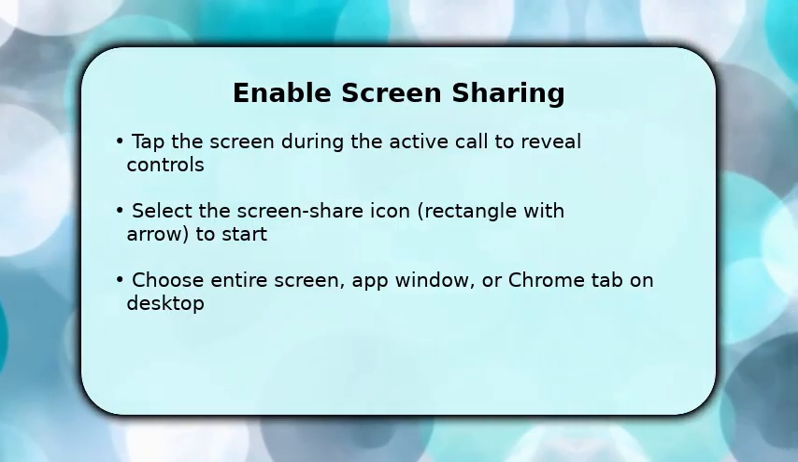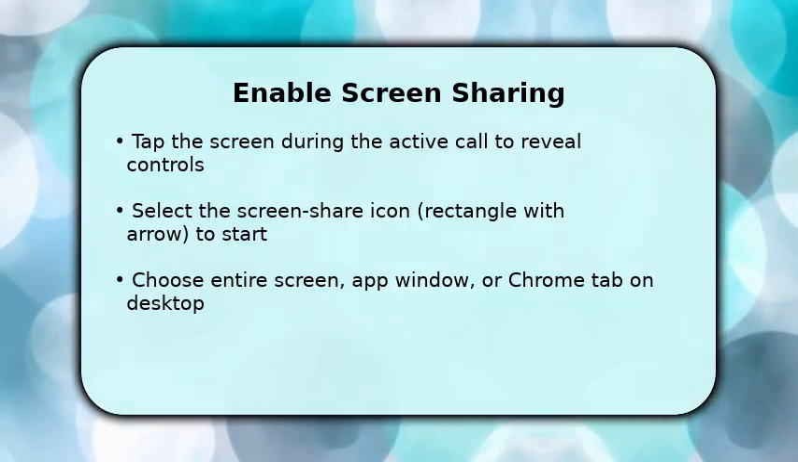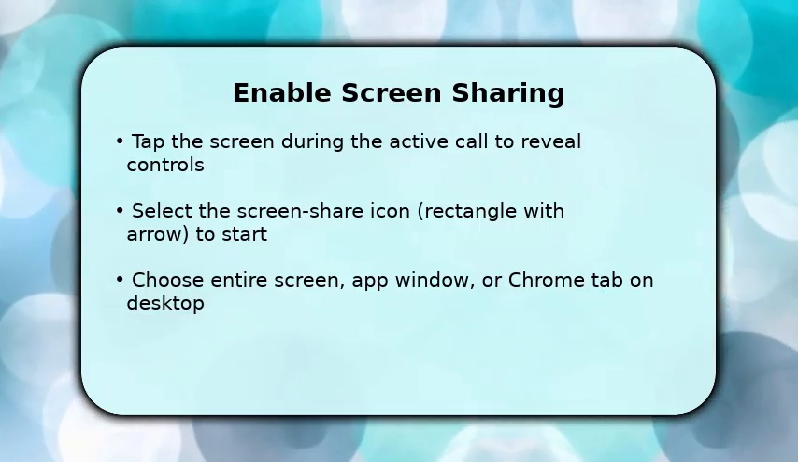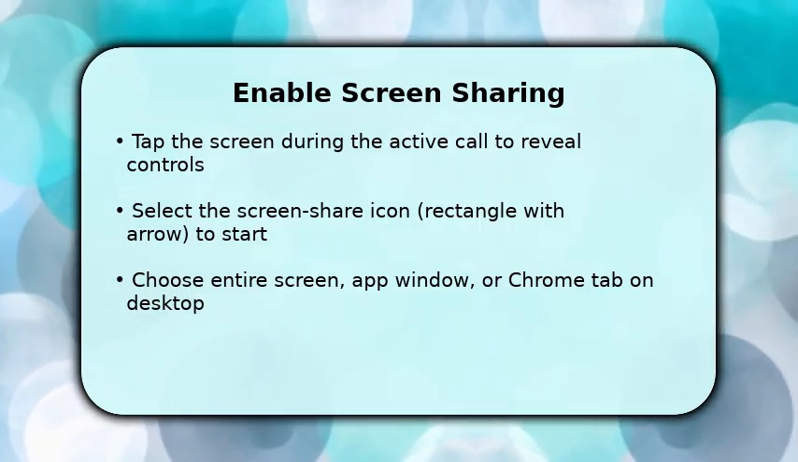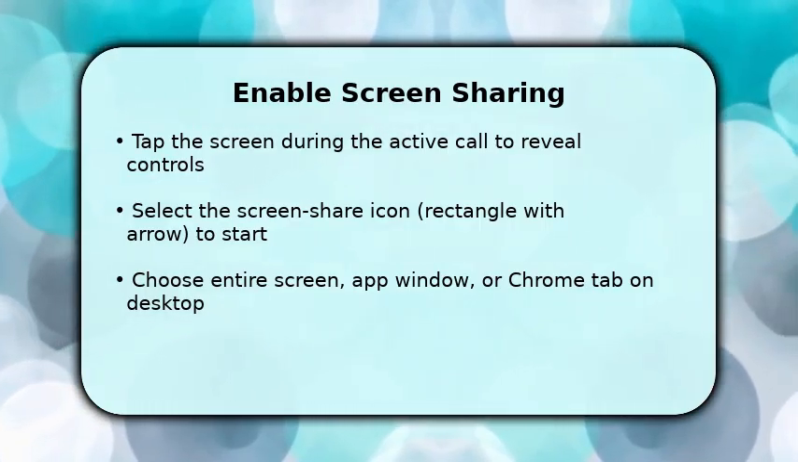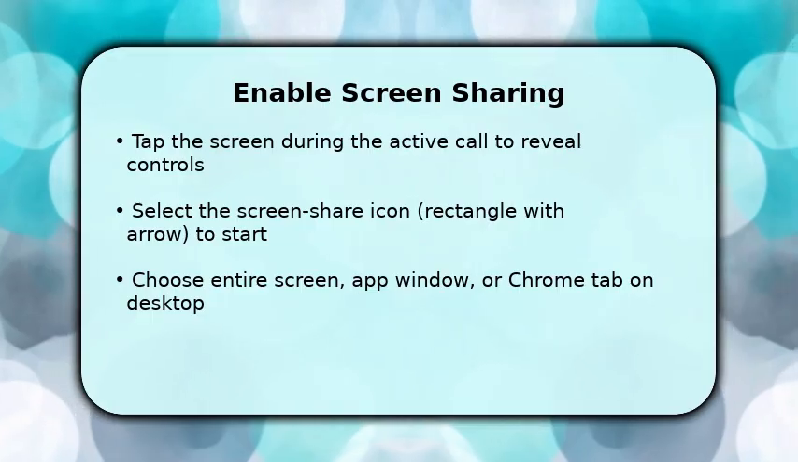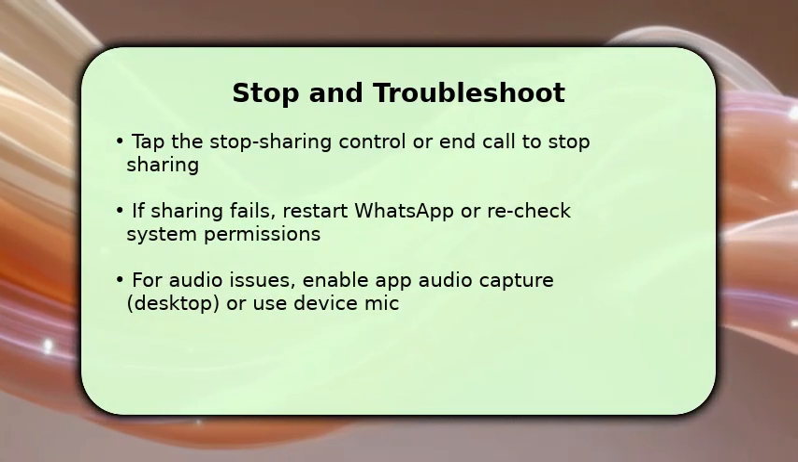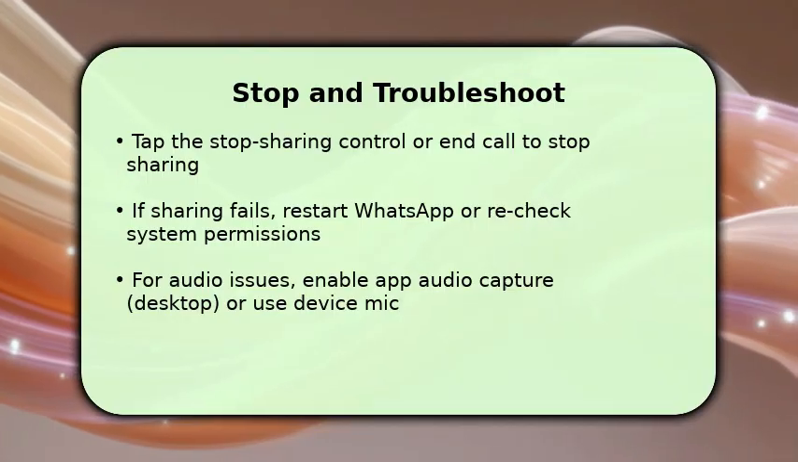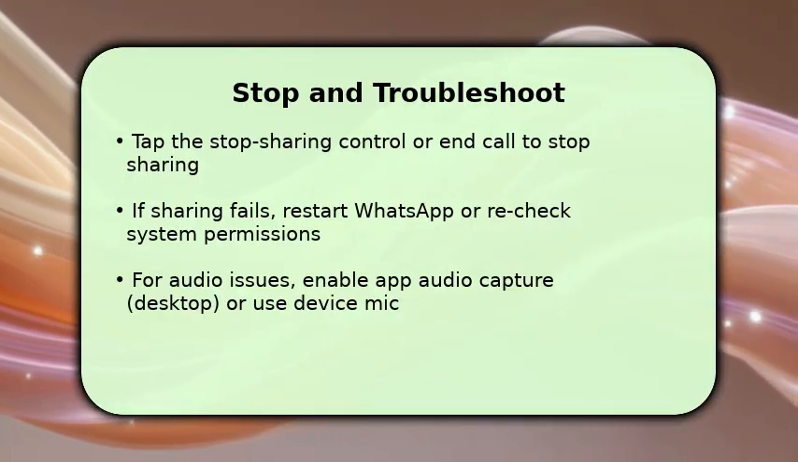On desktop, click the icon and pick whether to share your entire screen, an application window, or a browser tab. Then confirm to begin broadcasting your screen to everyone on the call. To finish, tap the Stop Sharing button in the call controls or End the call. That immediately halts the screen broadcast.